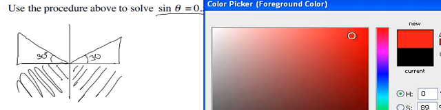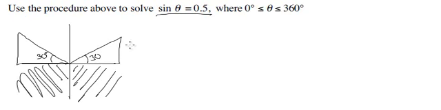But they didn't want reference angles. They want standard rotation angles, the kind that start over here at 0 degrees and go counterclockwise. So what are these two angles in standard form? Well, this one's easy. The first one really is 30 degrees.